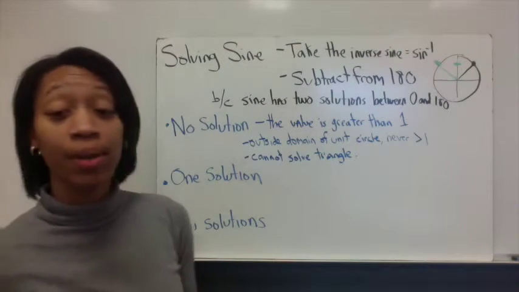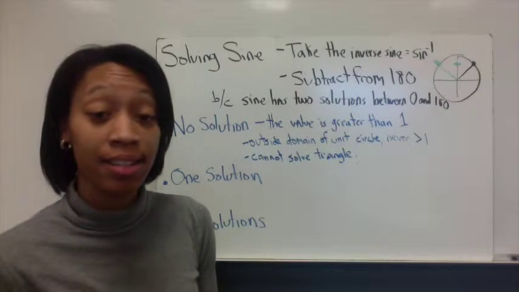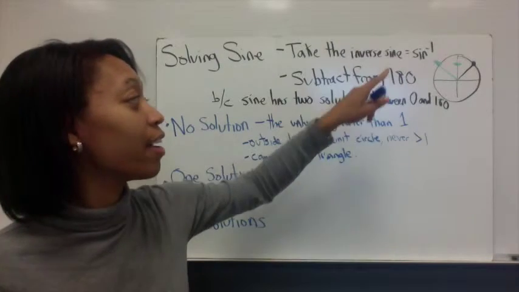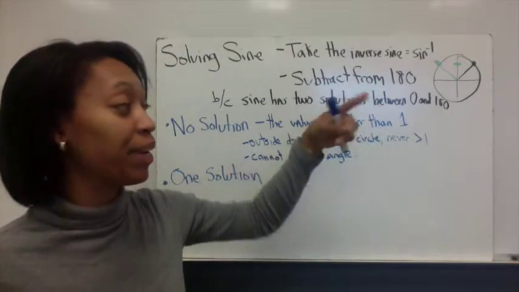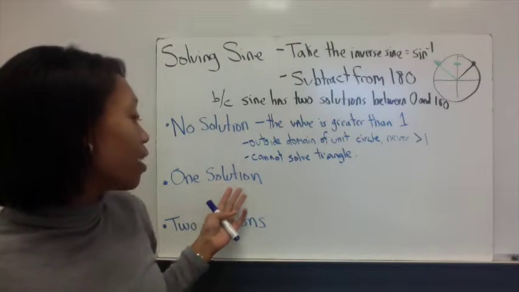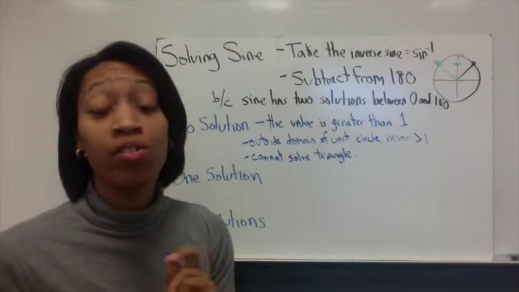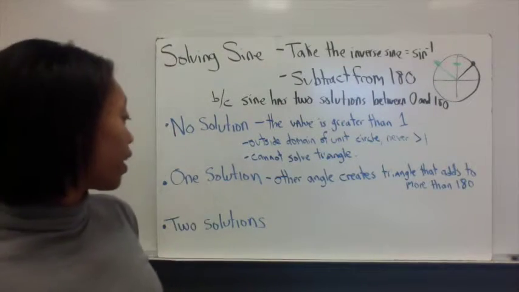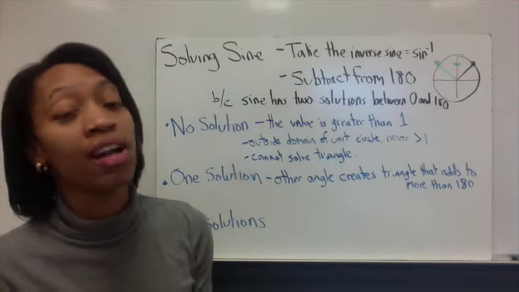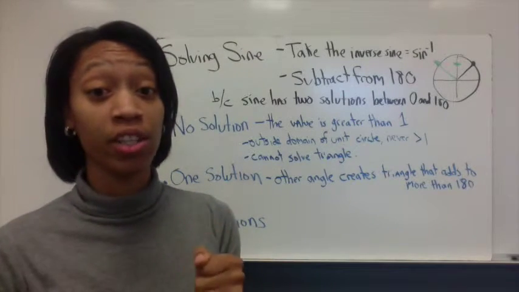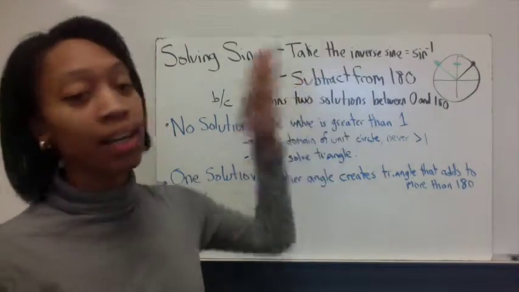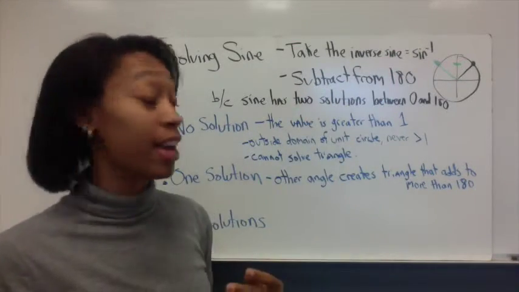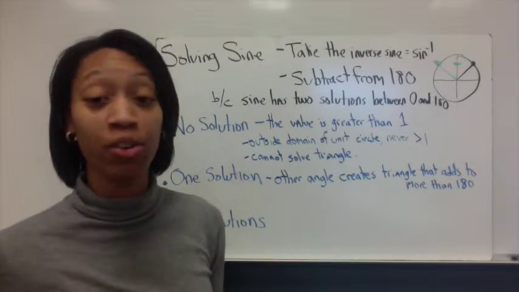You're done. The second thing that could happen is, maybe it's okay, you took the inverse sine just fine, and you subtract from 180 and you get your two values. Sometimes what will happen is that one of those values of the angle does not make a triangle. We know that the angles of a triangle have to add up to 180 degrees. So let's say you get one angle, it's like 5. You subtract from 180 and you get the second angle to be 175.